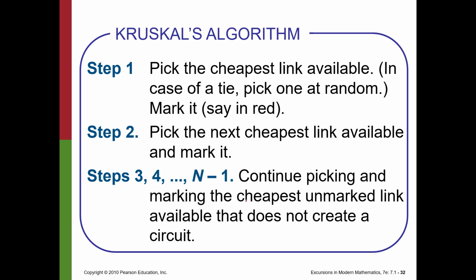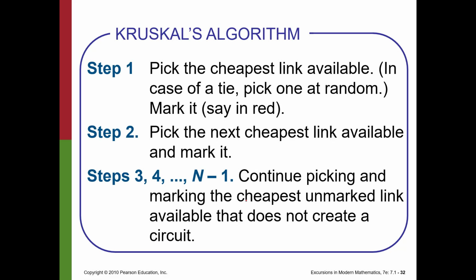And what is Kruskal's algorithm? Here it is. It's very close to the nearest neighbor algorithm, but it's even easier, right? So step one, pick the cheapest link available. In case of a tie, pick one at random. Mark it, say, in red.